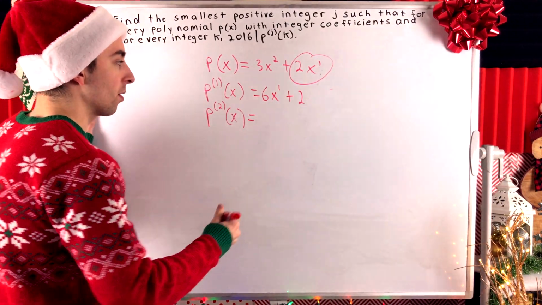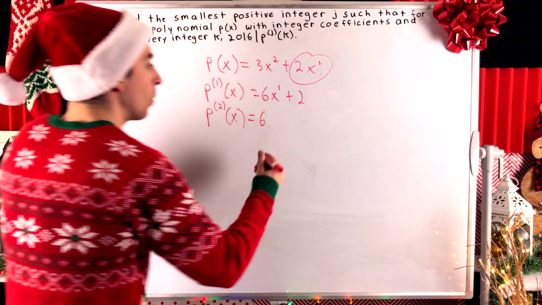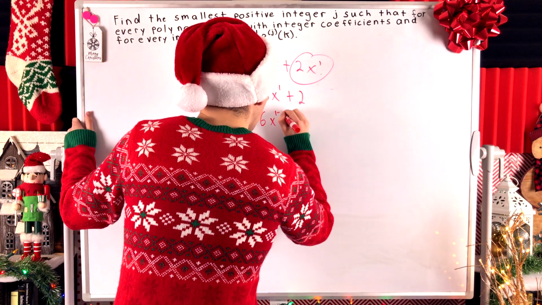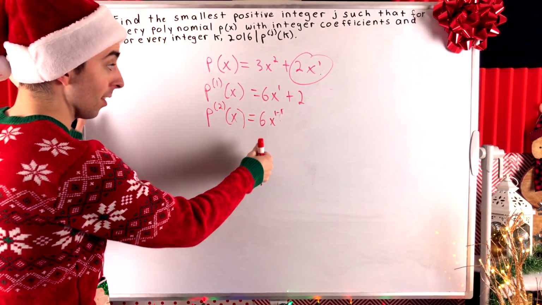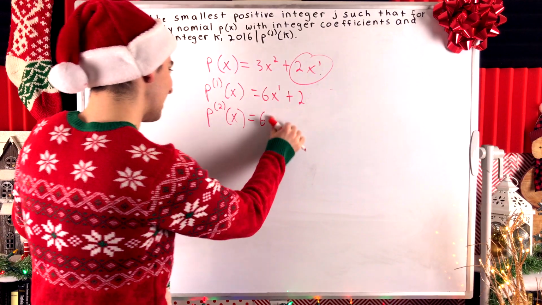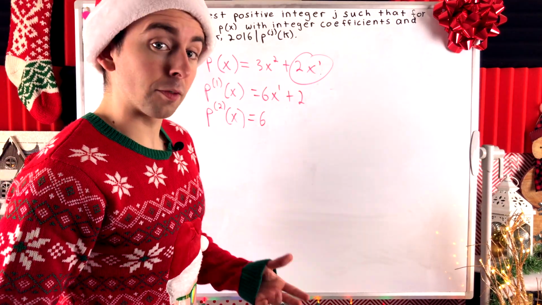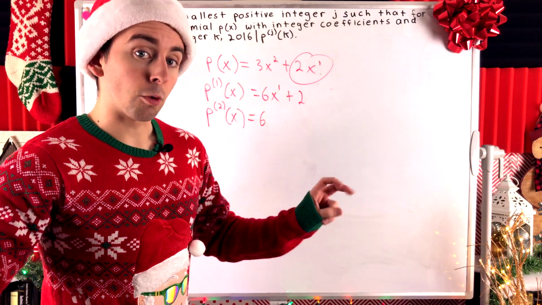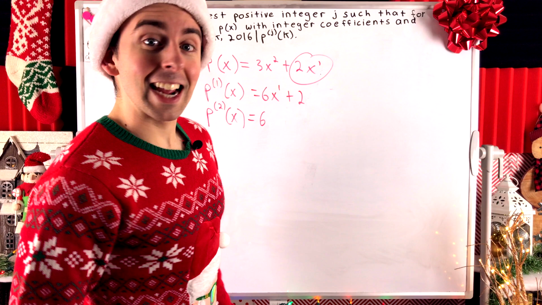The 1 gets dropped down as a factor. That's 6 times 1, which is 6. The exponent of the variable gets reduced by 1, so that's 1 minus 1, which is 0. X to the 0 is 1, so we don't have to write it. And then the derivative of a constant is just 0, because of course the derivative gives us the rate of change. The rate of change of a constant is 0, because it's just a constant.